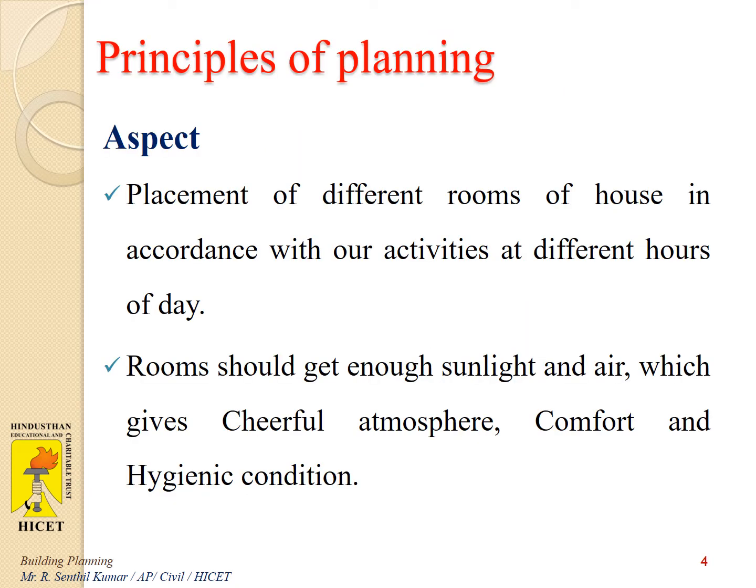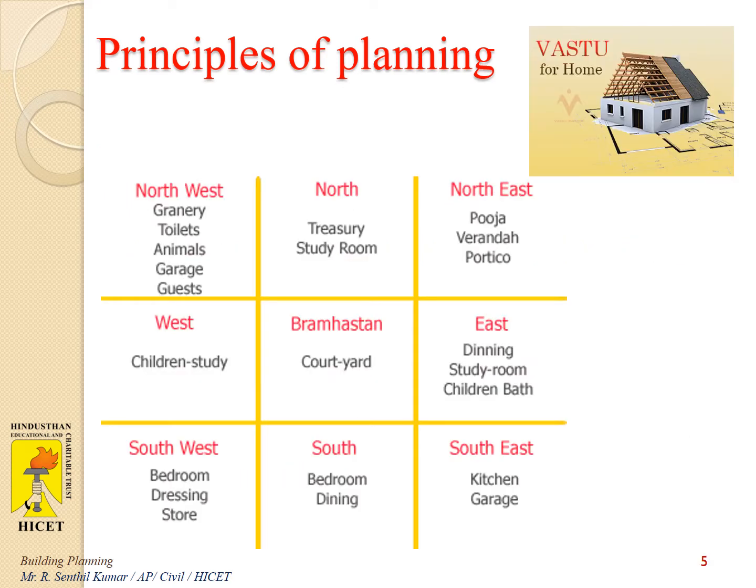First one, aspect. That is the placement of different rooms of the house in accordance with our activities at different hours of the day. Rooms should get enough sunlight and air, which gives a cheerful atmosphere, comfort and hygienic condition. And this is Vastu for home, the locations where we construct the kitchen, puja room, master bedroom, garages, toilets, children's study area and courtyard. These are the several Vastu places.